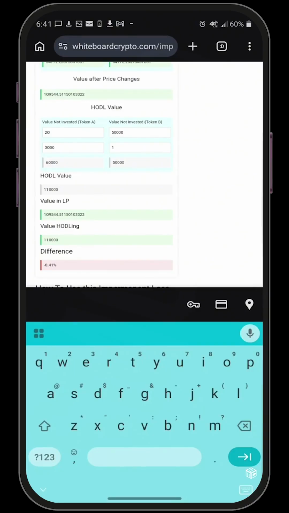Alright guys, so this is simply how to calculate impermanent loss before adding liquidity. Although no calculator can predict future prices, this tool helps you to estimate the possible outcome based on your expectations. So before providing liquidity to any pool, it's always a good idea to use an impermanent loss calculator so that you can better understand the potential trade-off between earning trading fees and simply holding your assets.